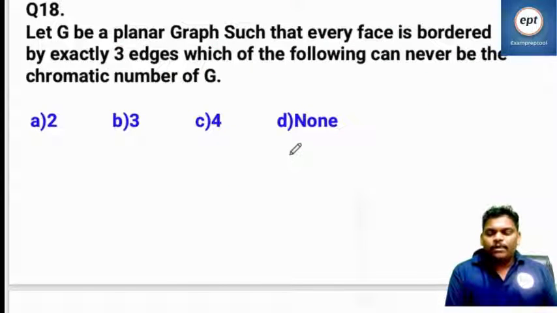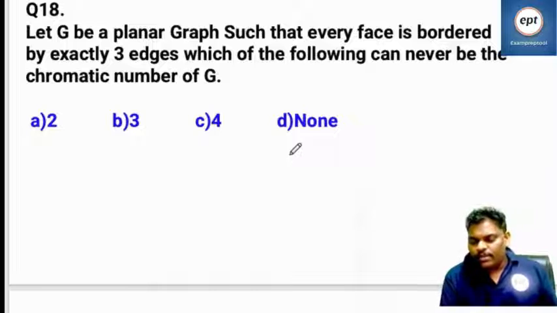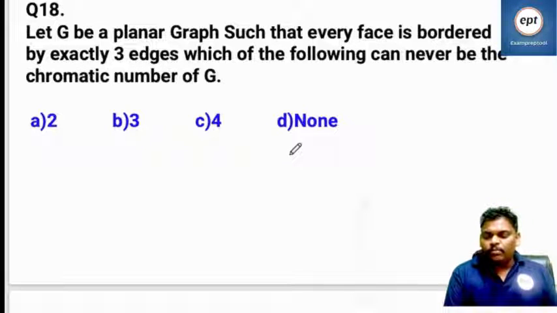Let G be a planar graph such that every face is bordered by exactly 3 edges. Which of the following can never be the chromatic number of G? Chromatic number means the minimum number of colors required so that each vertex will be colored. Remember, chromatic number means vertex. That is the reason we did it for vertex. The previous problem is related to edges, so some trouble there.